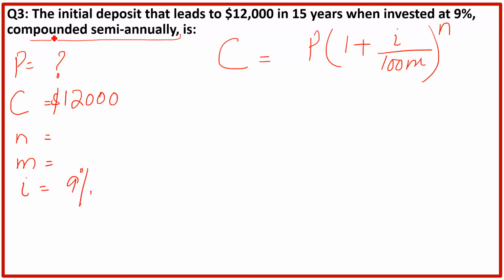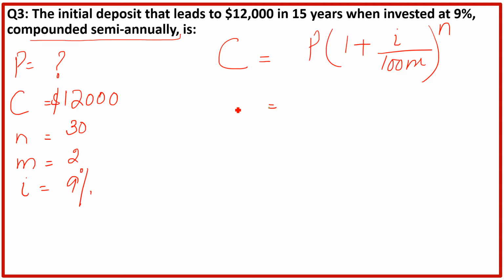So what does it say? Semi-annually. Semi-annually means how many times in a year? 2 times, because there are 2 six-month periods, right? So M is equal to 2. Now on the basis of this 2 we will find out N. 15 years, so there are 30 periods. 15 multiplied by 2. There are 30 periods, or you can say simply 36 months in 15 years, right?